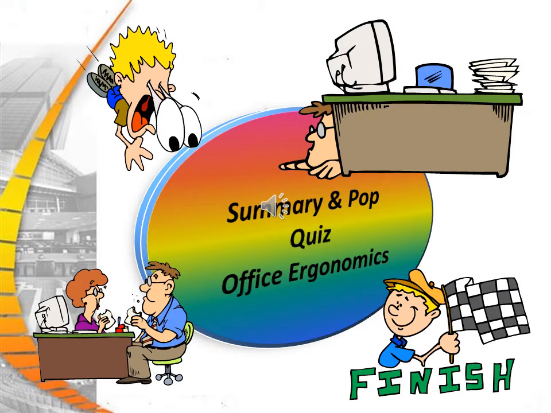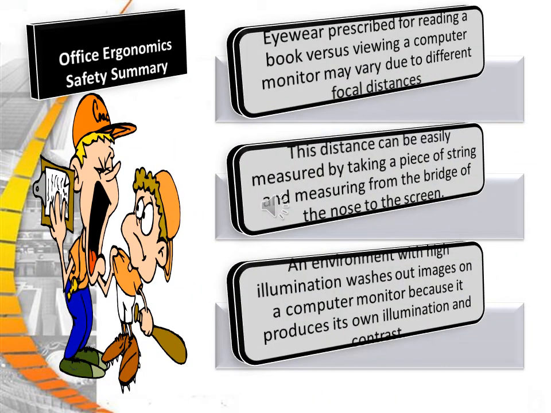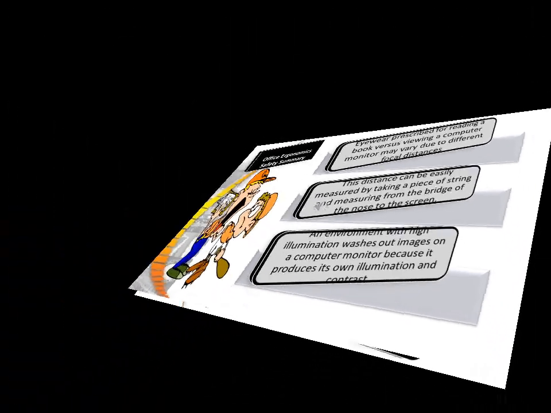Summary and pop quiz for office ergonomics. Eyewear prescribed for reading a book versus viewing a computer monitor may vary due to different focal distances. This distance can be easily measured by taking a piece of string and measuring it from the bridge of the nose to the screen. An environment with a high illumination washes out images on a computer monitor and may produce its own illumination and contrast.